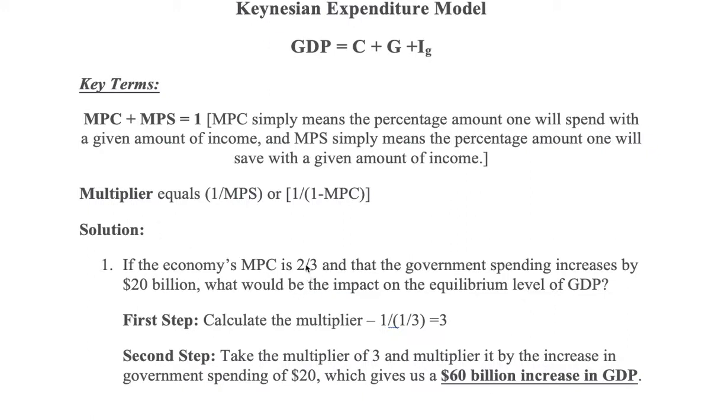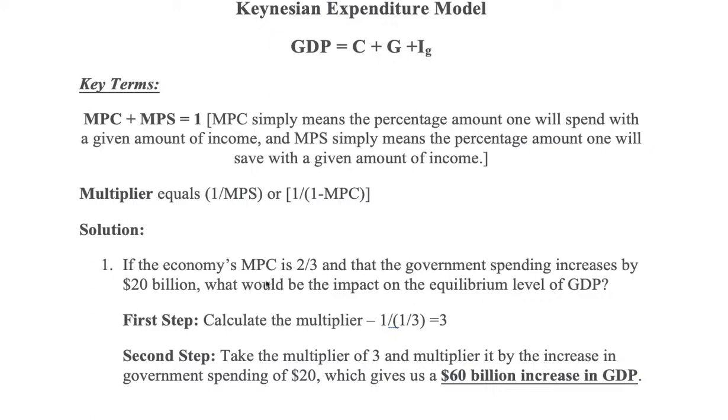Right off the bat, you would know that the MPS has to be 1/3, and that the government spending increases by 20. Right here, this is the identity. The identity must always work out. What happens on the left-hand side is going to have an impact on the right-hand side.